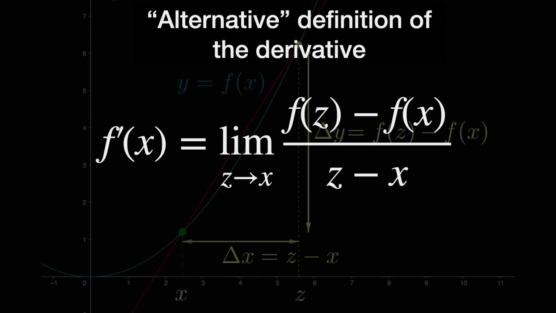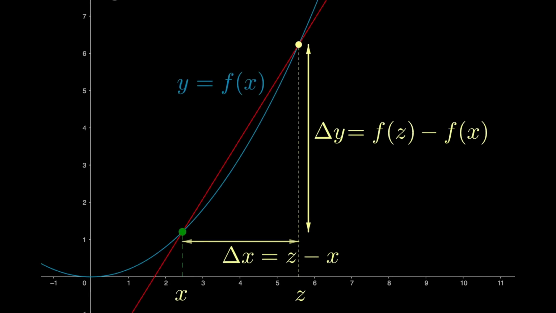This is sometimes referred to as the alternative definition of the derivative, but it's really just a general form. Point z can be defined any way we like as long as it approaches x when we take the limit. The standard way to do this is to let z equal x plus h and allow h to go to 0.